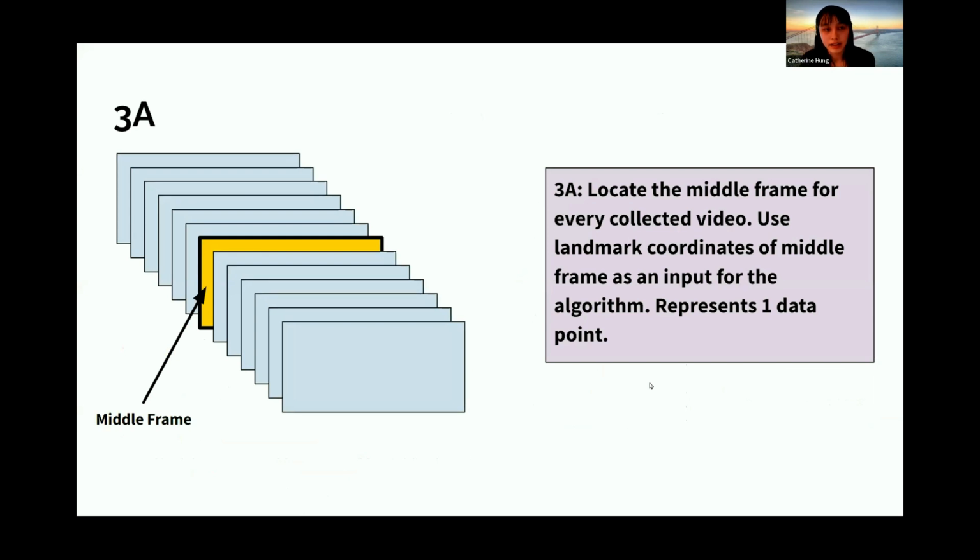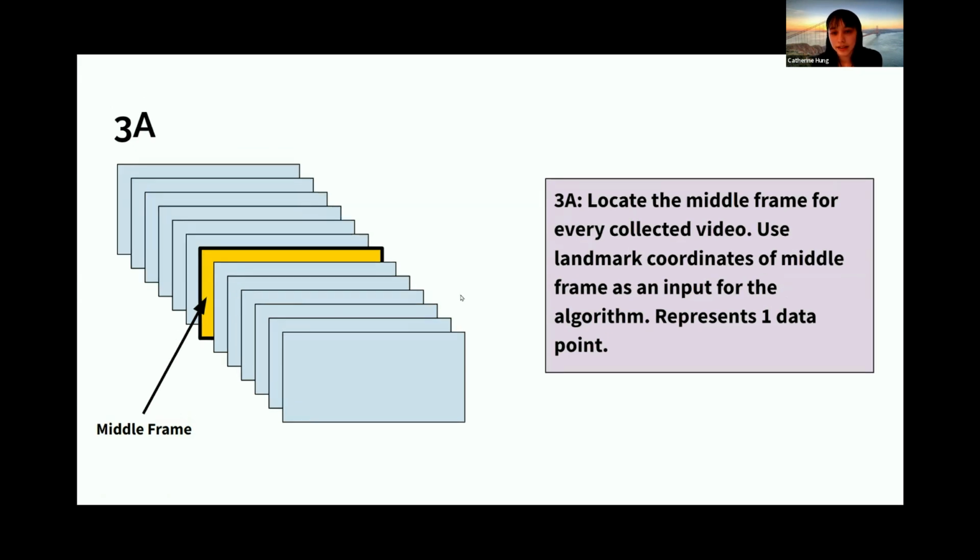So we did 3 different methods. For my first method, I tried to only look at the middle frame of the video. These rectangles represent all the frames in the video, and the yellow is the middle frame. I wanted to look at the information, like the pose landmarks, in that frame, and that counts as an input for the machine learning algorithm. So this represents 1 data point per video.